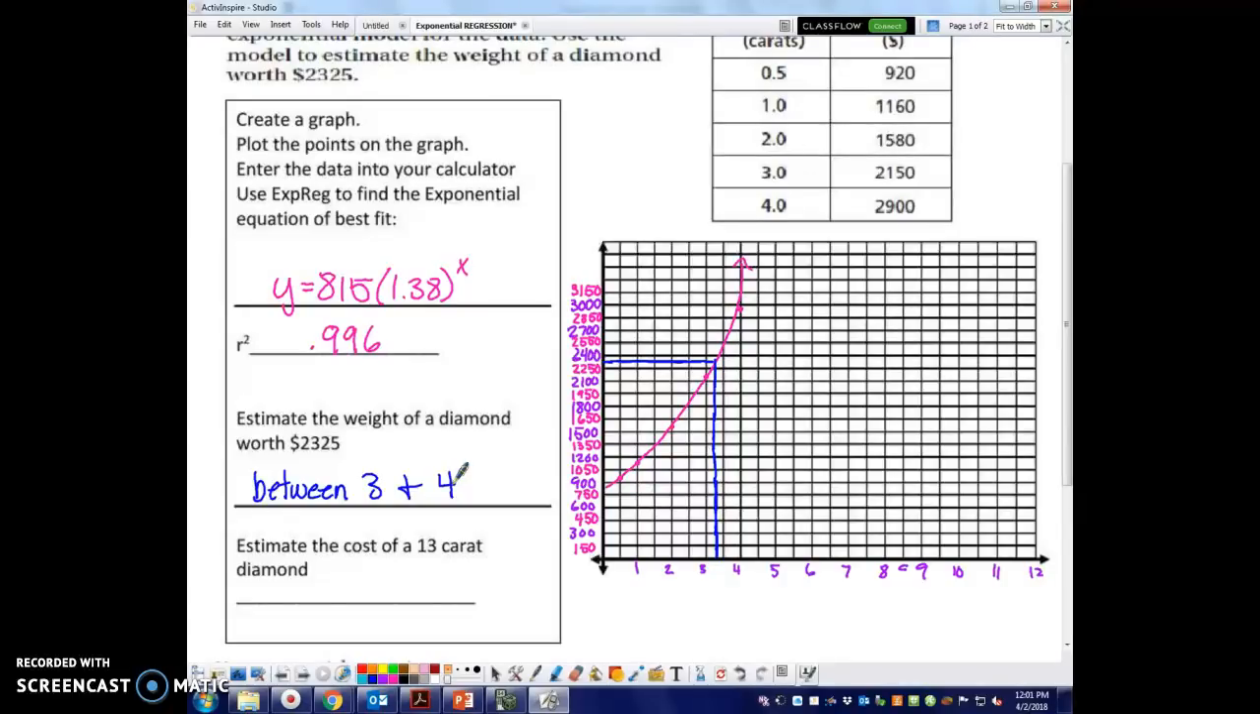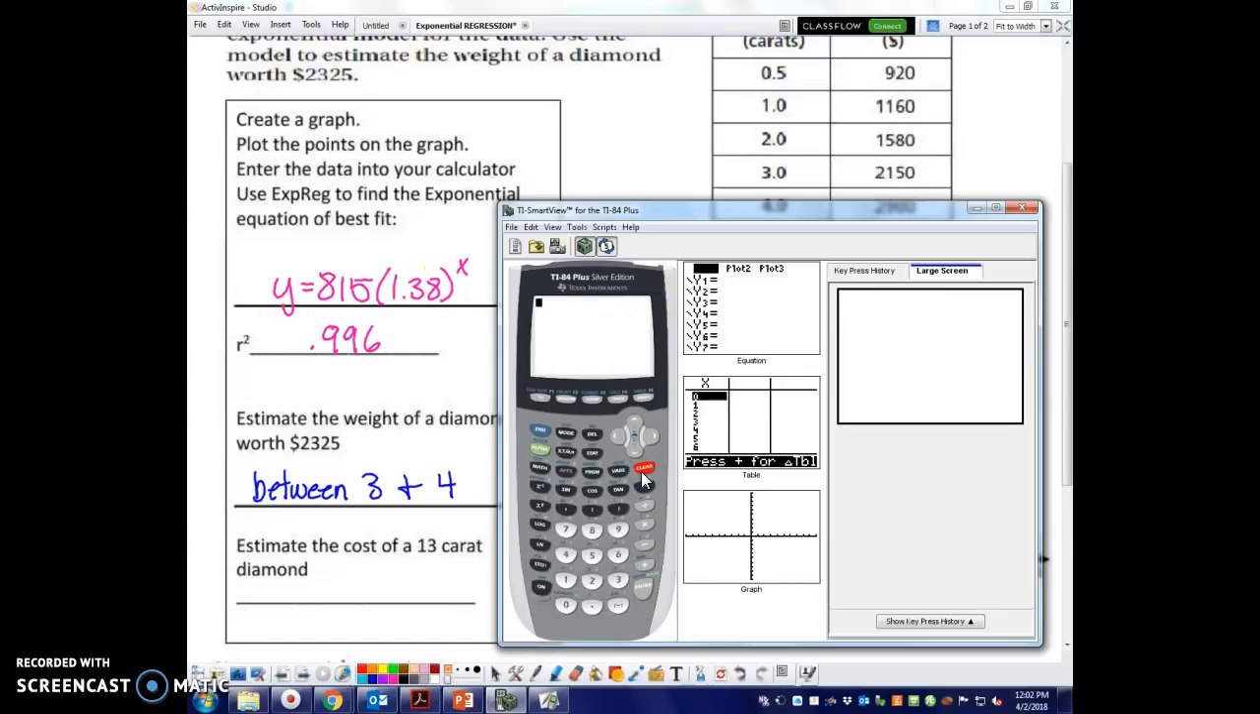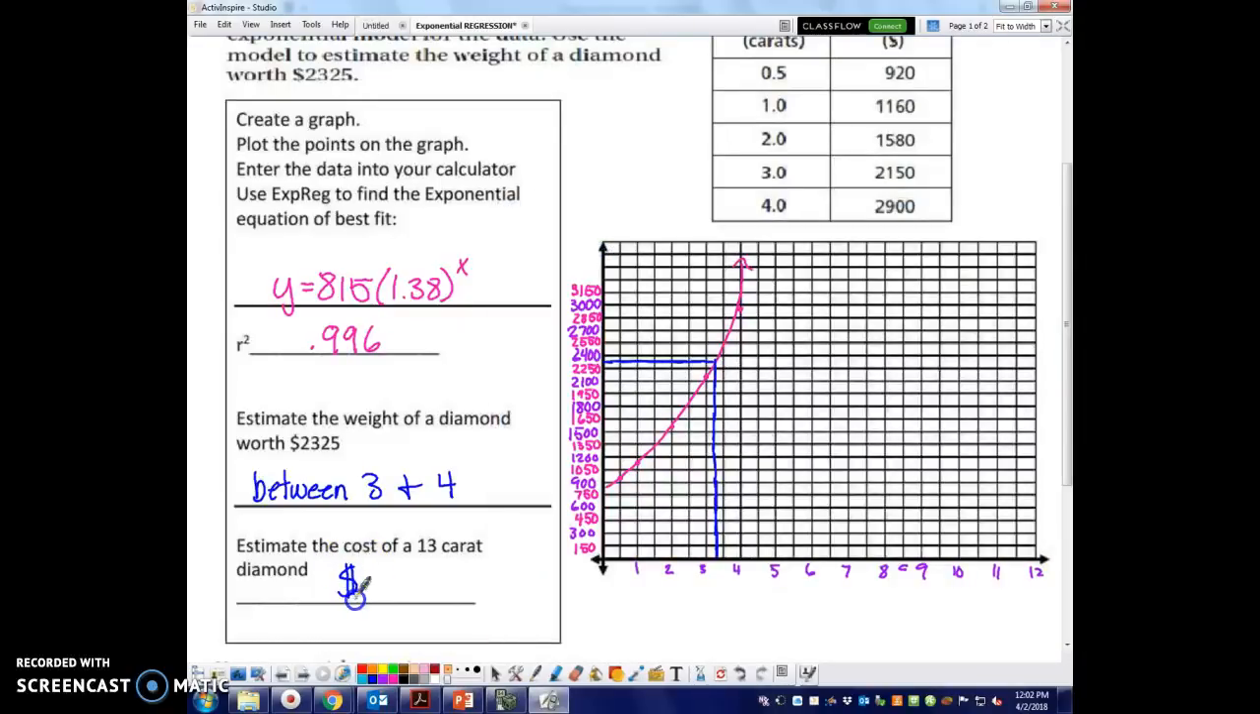Estimate the cost of a 13-carat diamond. Okay, so 13 is going to be way over here. Remember that this is x, so we can type in this equation with a 13 right here. So we have 815 times 1.38 to the power of x, and x needs to be 13, right? Enter. Okay, so the estimated cost, I'm not going to use any decimals, so I'll round that up to $53,652. That's the estimated cost of a 13-carat diamond.